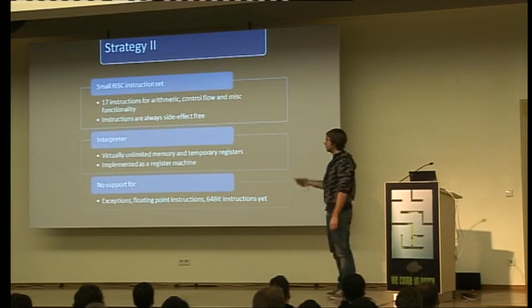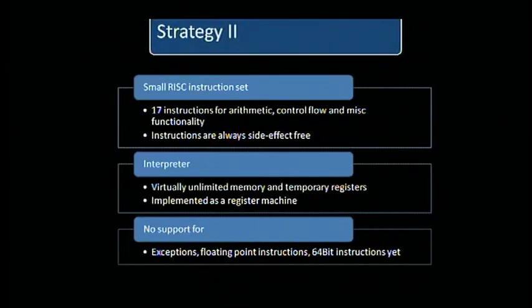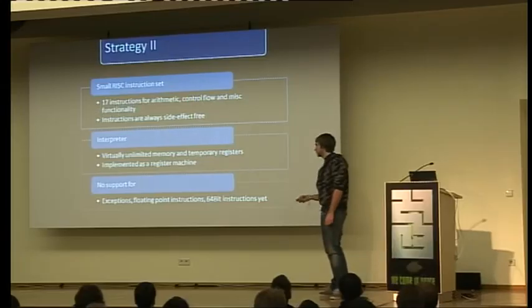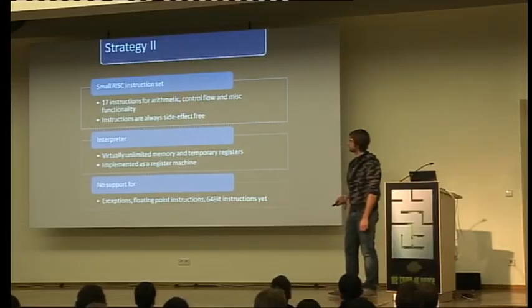We have an interpreter for RILE, which has virtually unlimited memory and temporary registers, and is implemented as a register machine to reflect the architectures that we want to look at better than a stack machine would. What we do not have support for yet is exceptions, floating point instructions, and 64-bit instructions.